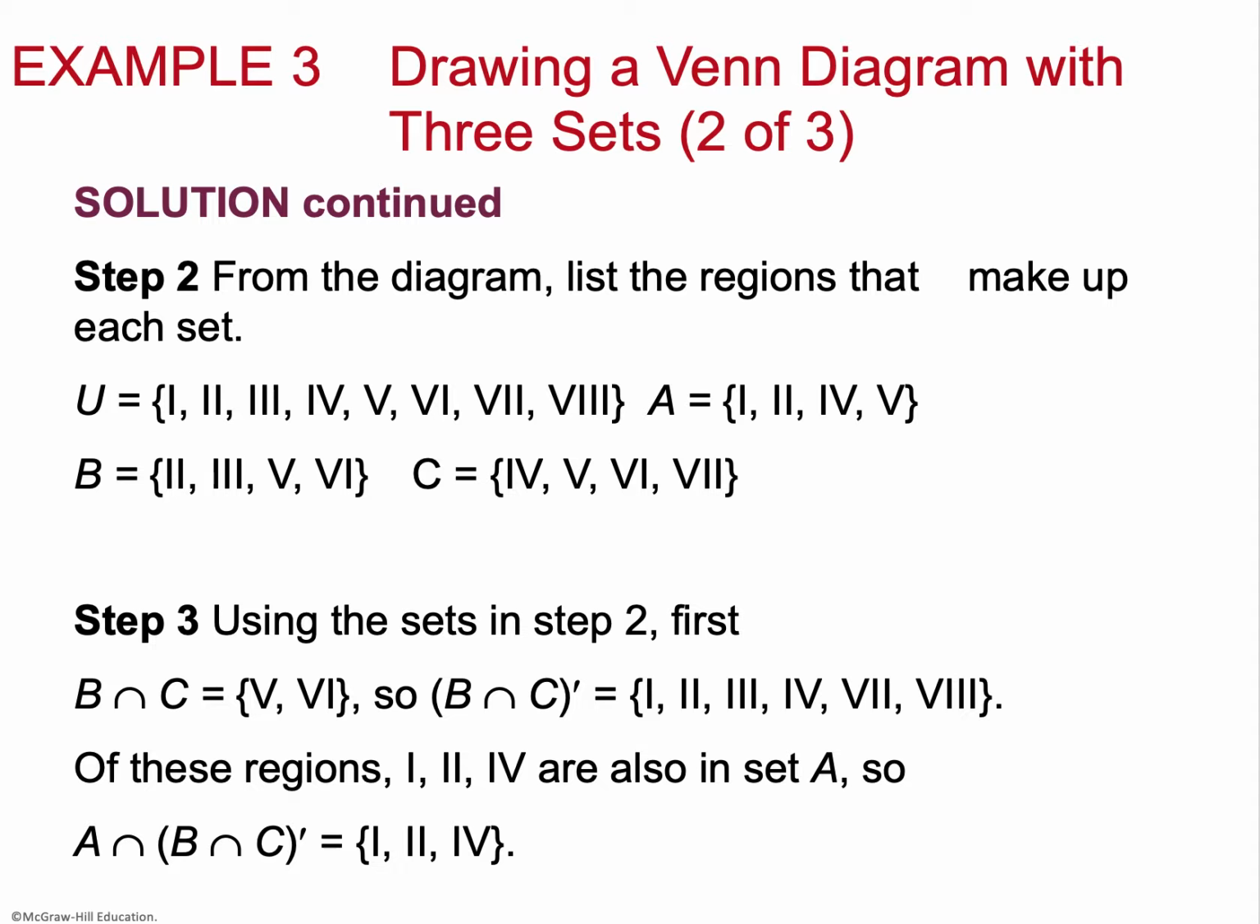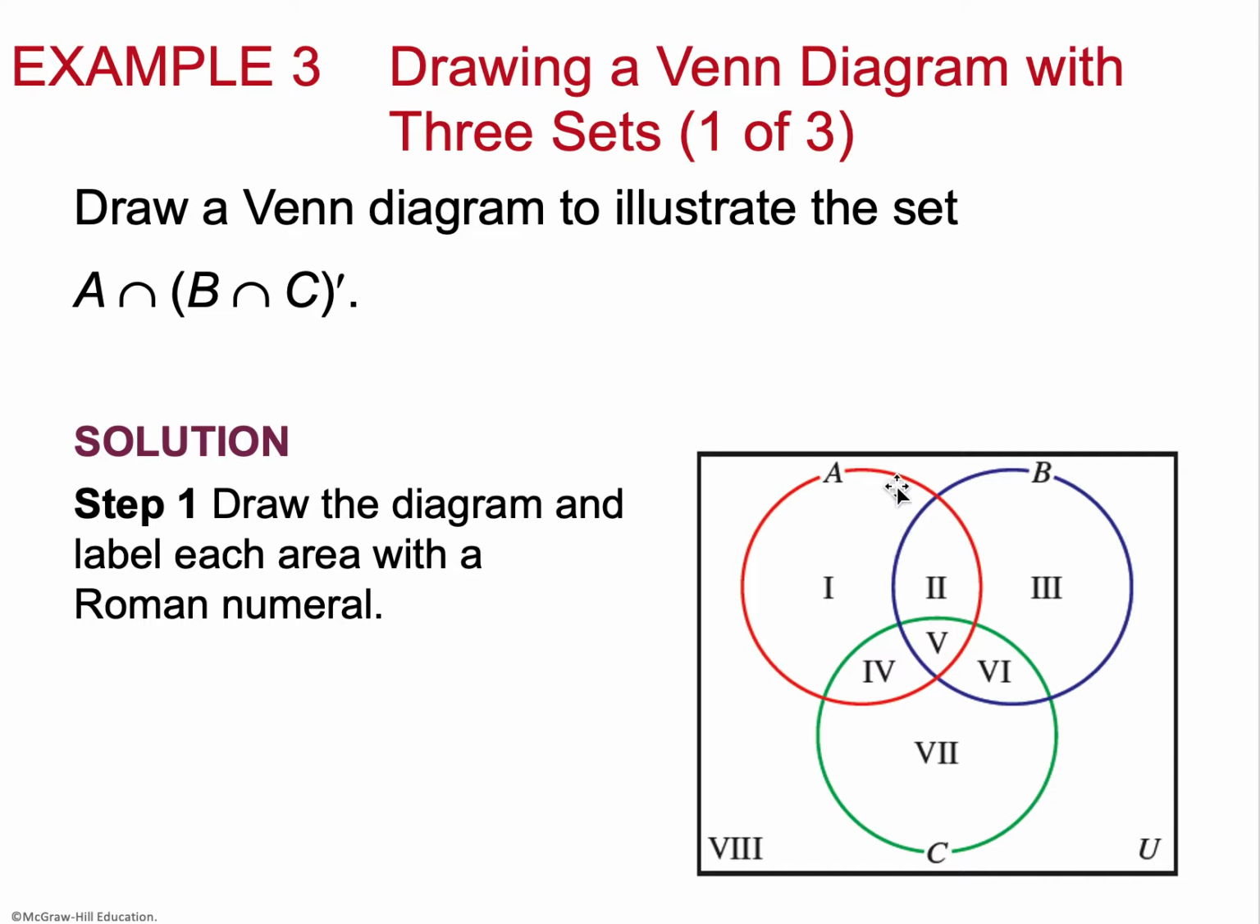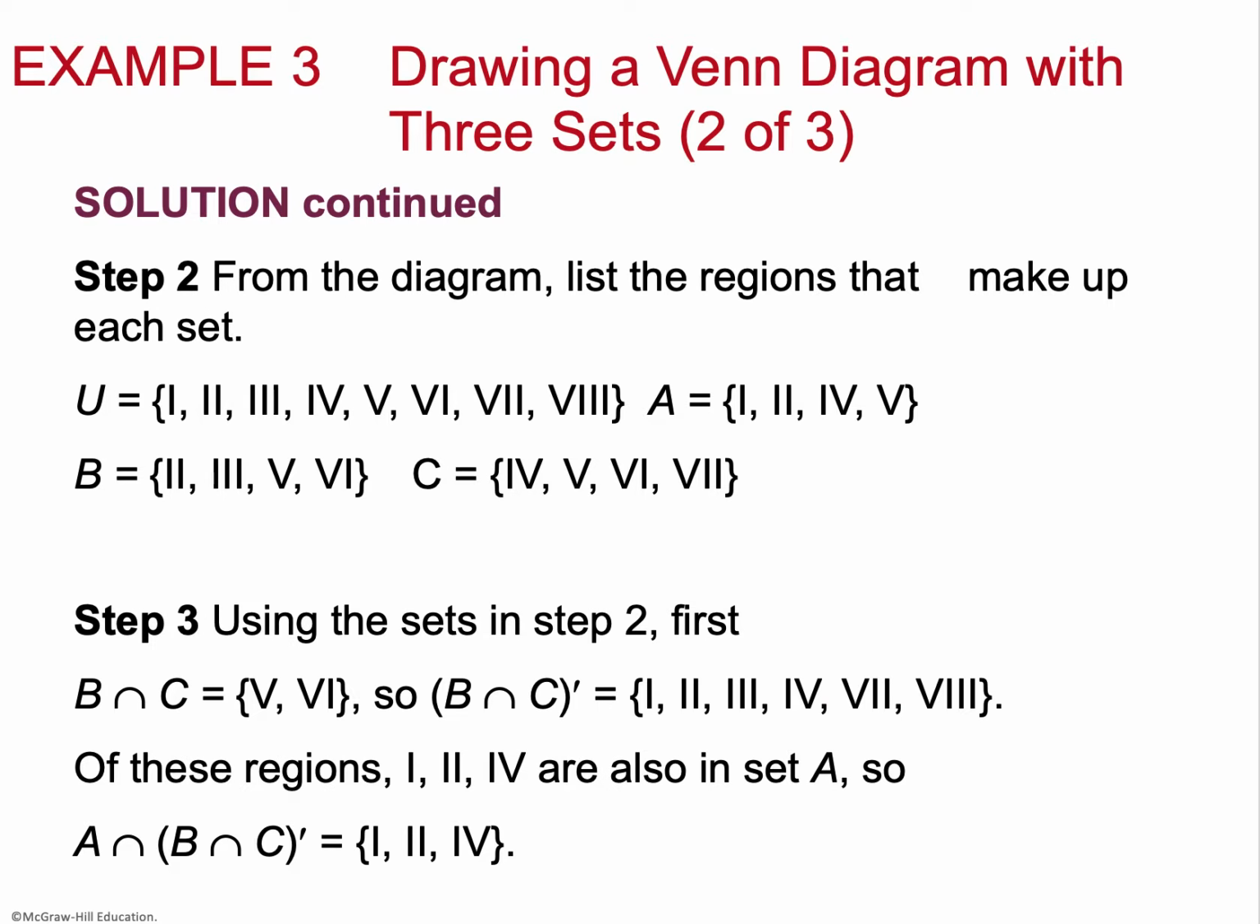So for part B, I want to simply list the regions that make up each set. So U, A, B, and C. So all the things in A are 1, 2, 5, and 4. And then B, 2, 3, 5, and 6. And then C is going to be the values in C. So I'm just listing that out.